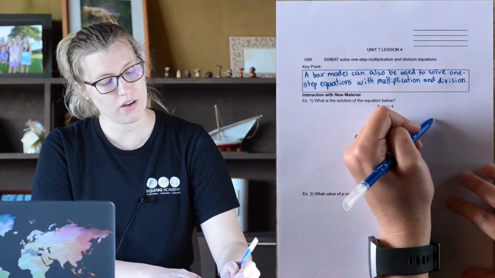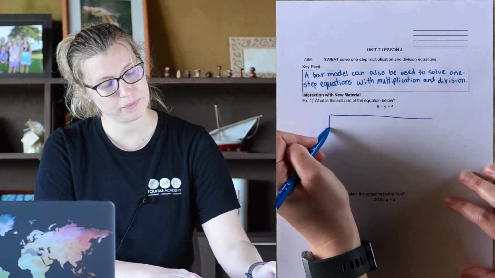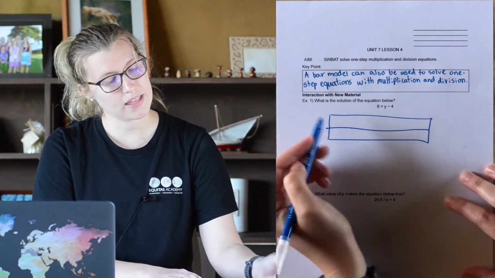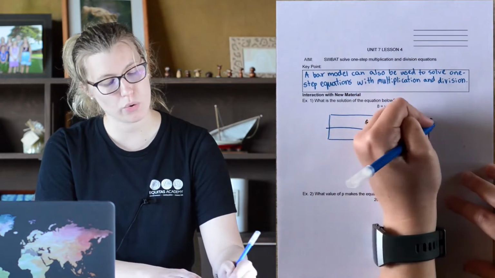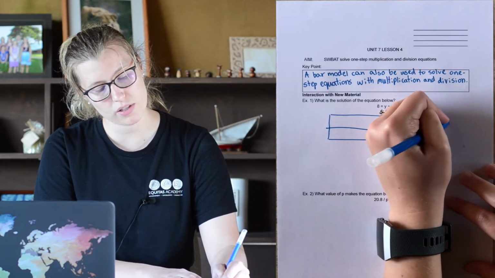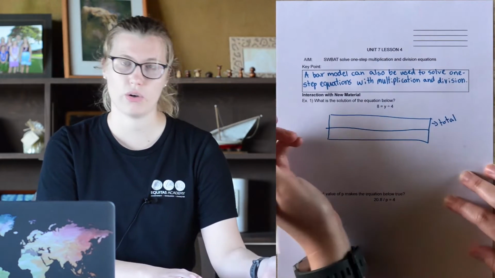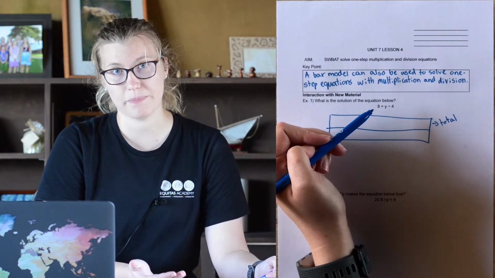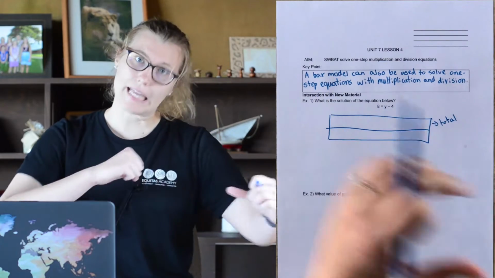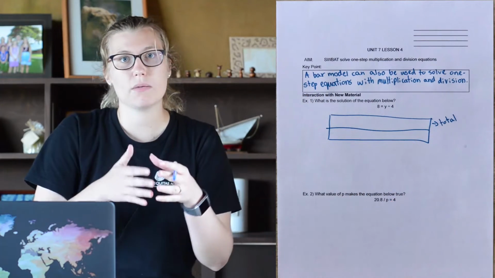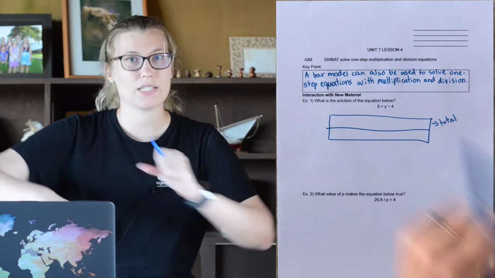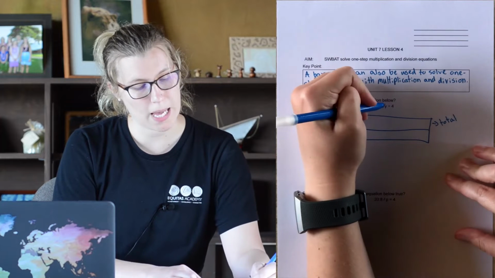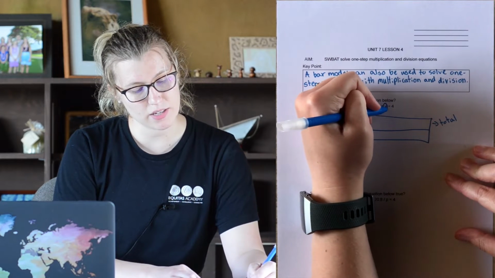So I'm going to start off to draw my model. And the top is still going to be my total. The top row or the top bar is always your total. So in division, where is my total going to be? Well, whatever I'm splitting into parts is going to be my total. Whatever I start with, that's what I can split. So what am I splitting? The y. The y is being split into 4.